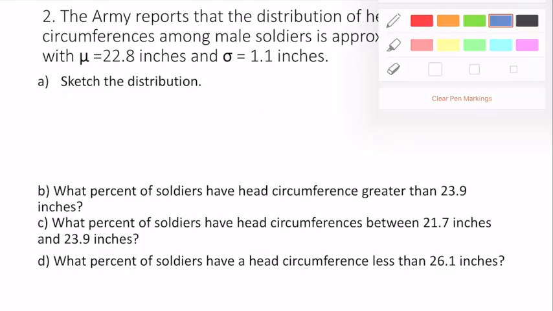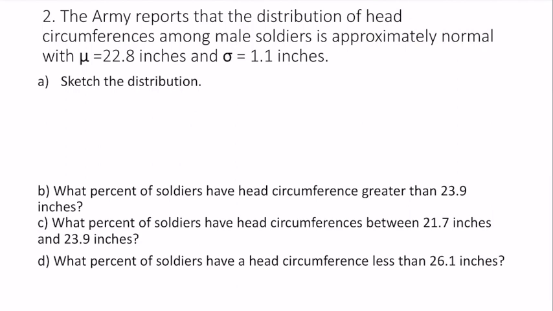Now, for our next problem, let's go ahead and graph this. The Army reports that the distribution of head circumferences, a funny thing to measure, among male soldiers is approximately normal, with a mean of 22.8 inches and a standard deviation of 1.1 inches. So we're going to sketch our normal curve the exact same way. We're going to put our mean in the center, that's 22.8, and I'm going to want to go up 3 standard deviations and down 3 standard deviations.